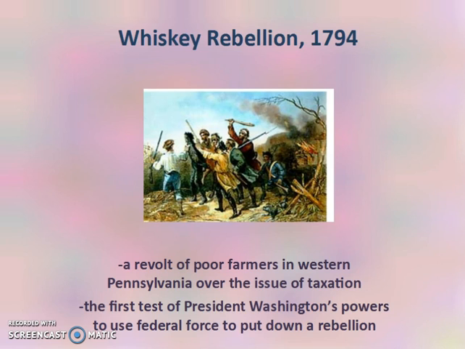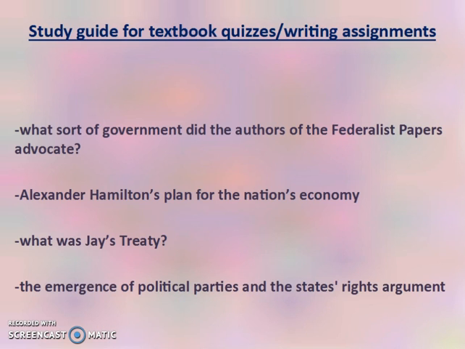So we're going to see that Washington knows everyone's watching his response here during this armed rebellion. He knows he's going to have to make a swift and pretty decisive action against this. He will dispatch nearly 13,000 militiamen to quell the revolt, and several people will be hanged for treason for rising up against the U.S. government.